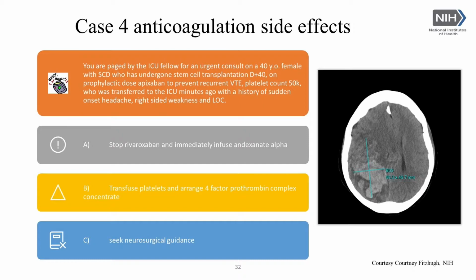What would you do? A, stop rivaroxaban and immediately infuse andexanet alfa. B, transfuse platelets and arrange 4-factor prothrombin complex concentrate. C, seek neurological guidance. C, okay, I like that. But if you'd said all of the above, I would have liked that too.